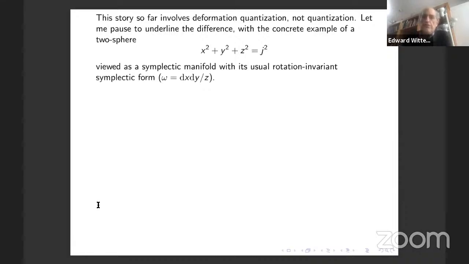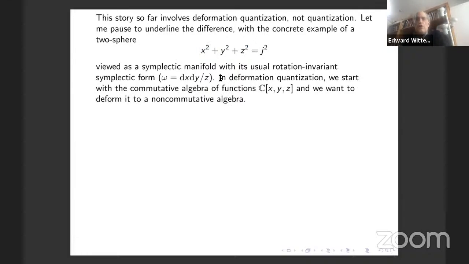But because the difference between quantization and deformation quantization is so important, I'm going to spend a couple minutes to try to state that difference in a way that's so clear that hopefully there can't be confusion about it. I'm going to give the concrete example of a 2-sphere, x squared plus y squared plus z squared equals j squared, where x, y, and z are real, and j is also real. So this is just an ordinary real 2-sphere, viewed as a symplectic manifold with its usual rotation invariant symplectic form, which can be written this way, although that formula is not manifestly rotation invariant. The rotation invariant way to describe it is that it's the area form. The standard area form on a round sphere is the symplectic form that we're studying.